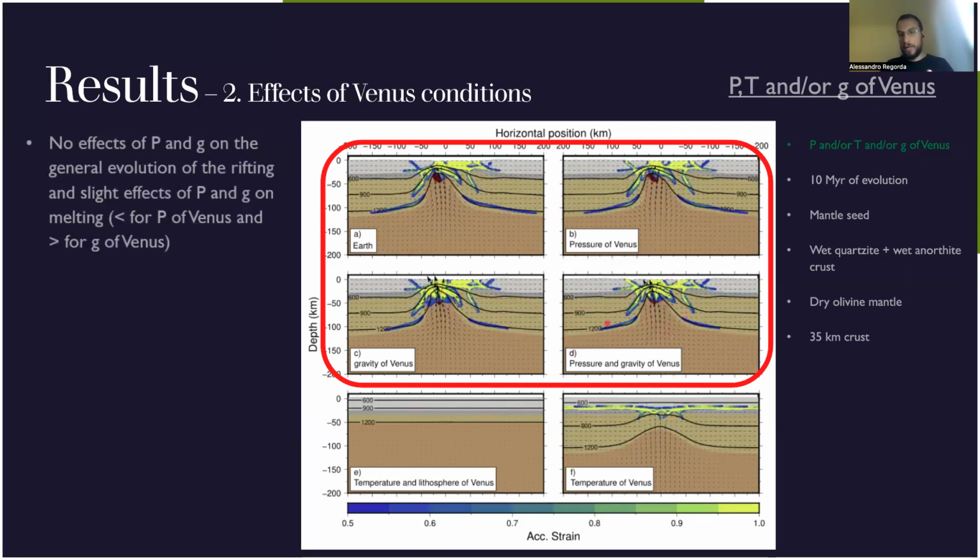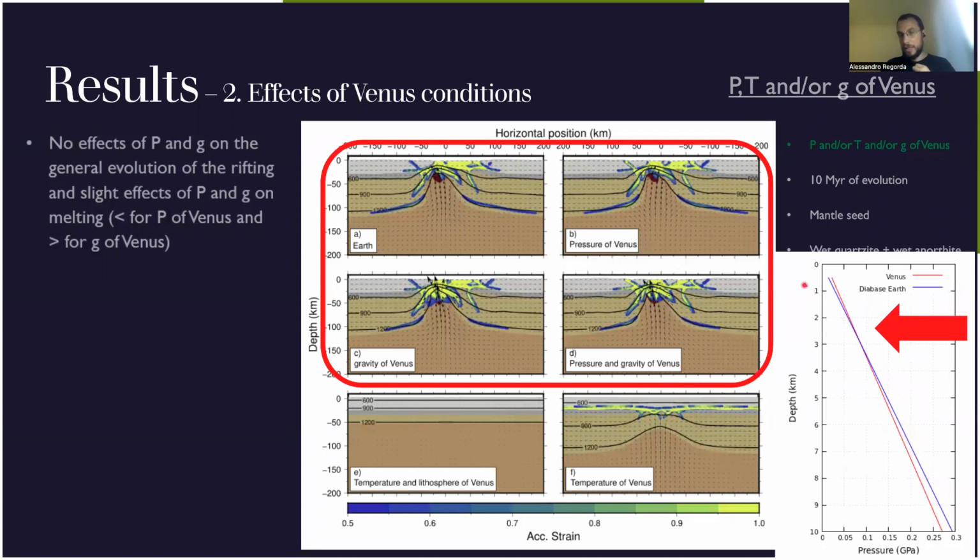In the case of pressure and gravity, these are the pressure lines for the Earth in blue and Venus in red. We can see that because of the higher surface pressure on Venus, there is higher pressure just above 3 kilometers depth, while below, gravity has the main role. So below 3 kilometers, the pressure on Venus is lower than on Earth. And in this case, the extension of the melting is more extended than for Earth.